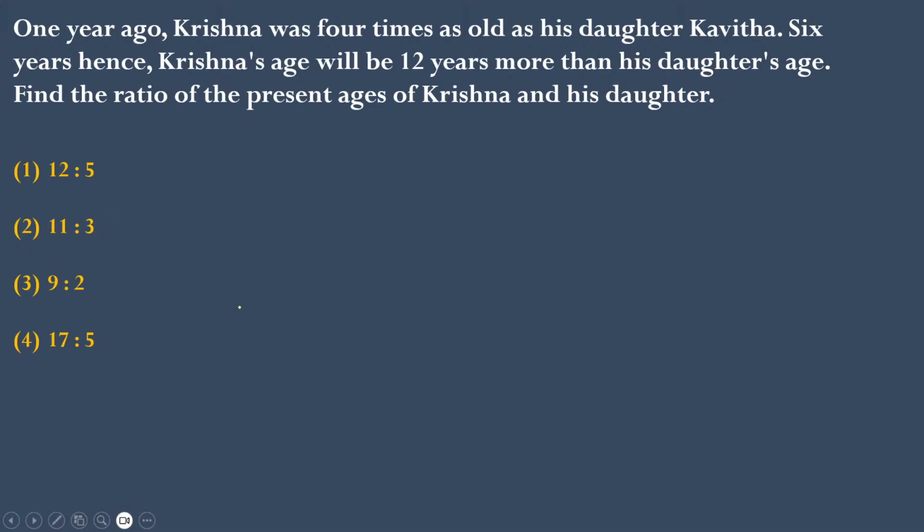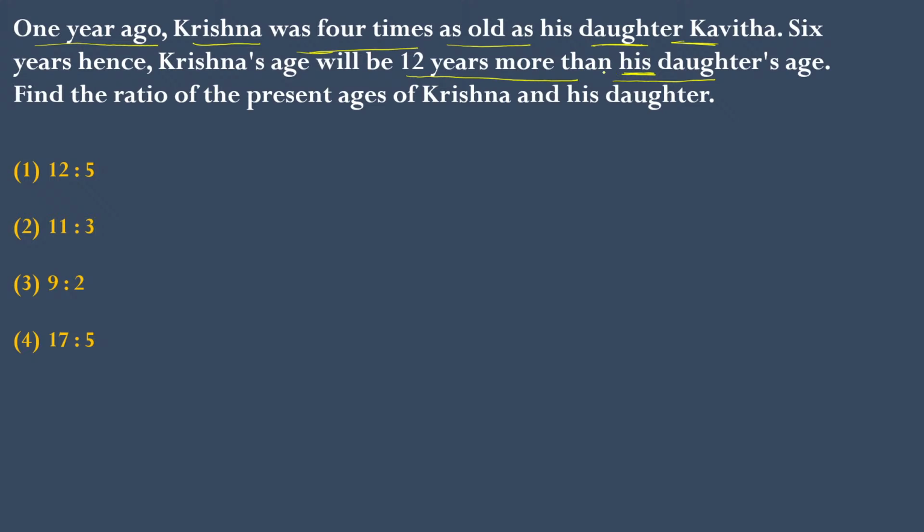1 year ago, Krishna was 4 times as old as his daughter Kavita. 6 years hence, Krishna's age will be 12 years more than his daughter's.